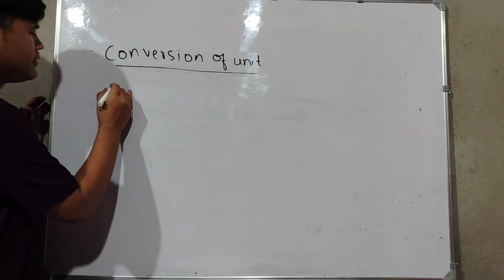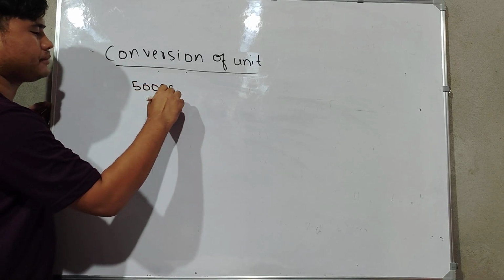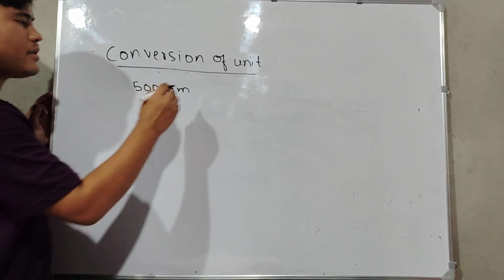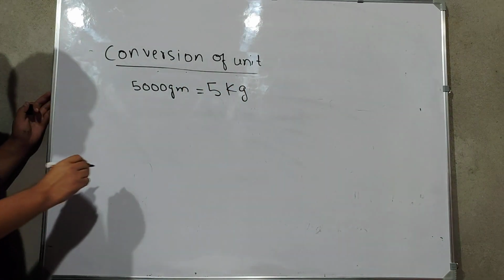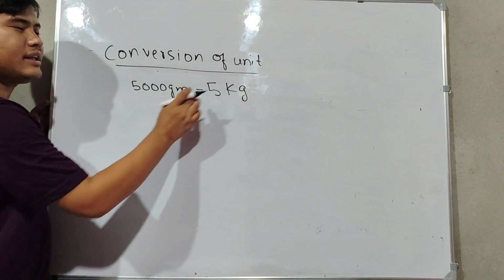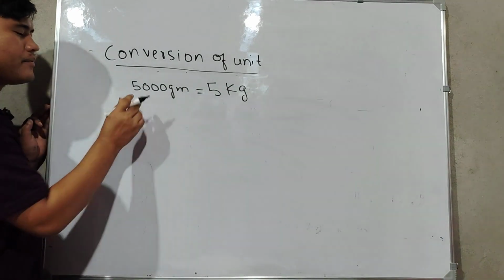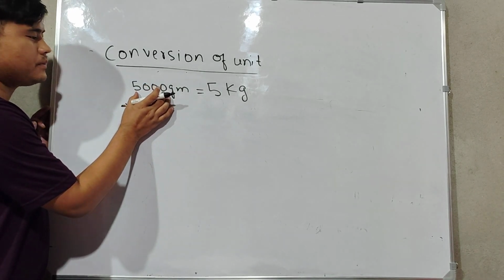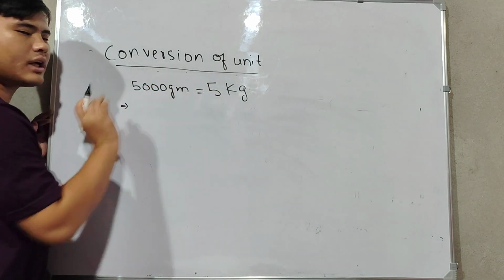Okay. So let's see, suppose we have 5,000 grams, right? This 5,000 grams, can I write it as 5 kg? Yes, right? This one is in CGS, just now we did gram and kg, and this one is MKS. So now, as I said earlier, this one is the magnitude and this one is the unit. Similarly, this is the magnitude and this is the unit, and these both are the same.